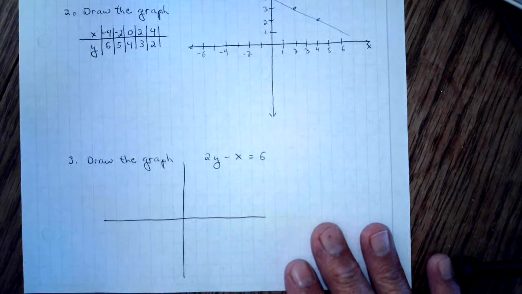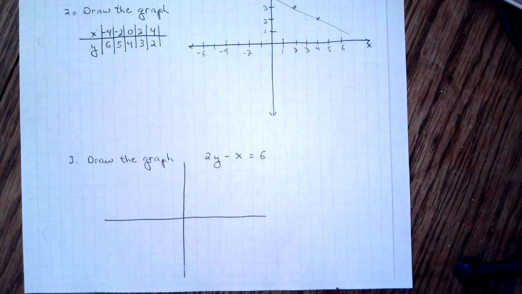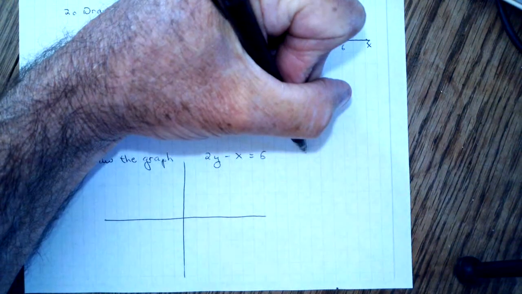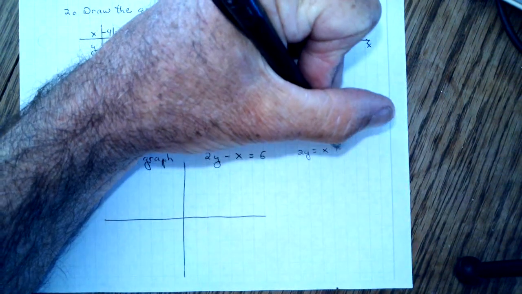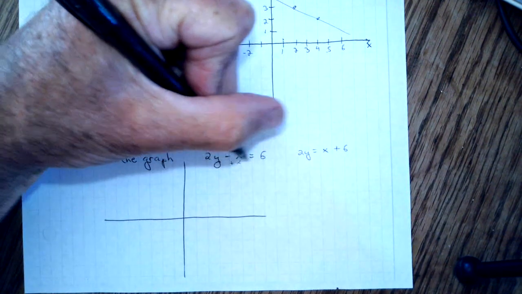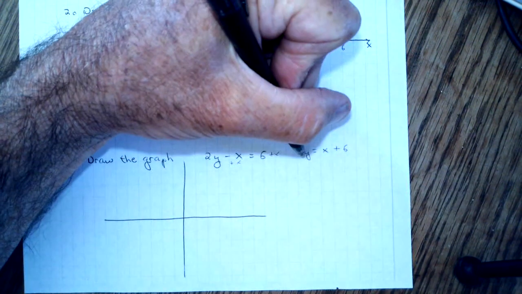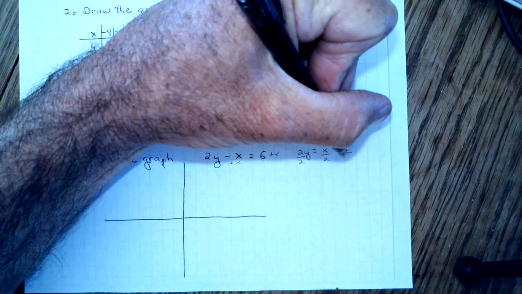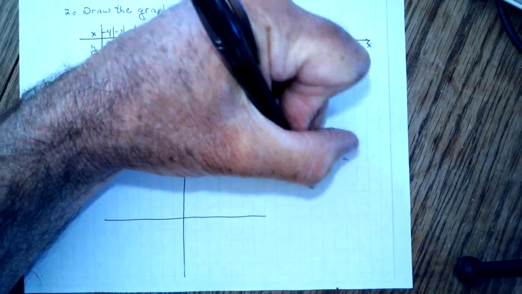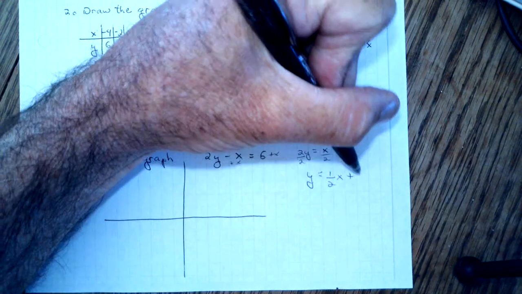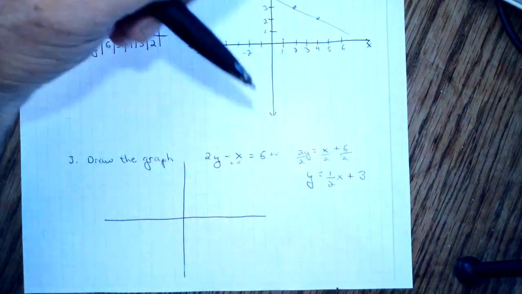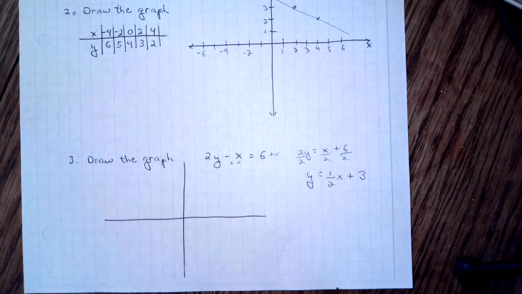Next one. Draw the graph. The intent on this one is that I'm going to change this to 2y equals x plus 6. In other words, I'm going to add x to both sides. And then now I'm going to divide everything by 2. And 2 over 2 is 1. So I end up with y equals 1/2 x plus 6 over 2 is 3. This is a linear equation. This is what I was getting at. What I want you to do here is use this to figure out how to draw it.